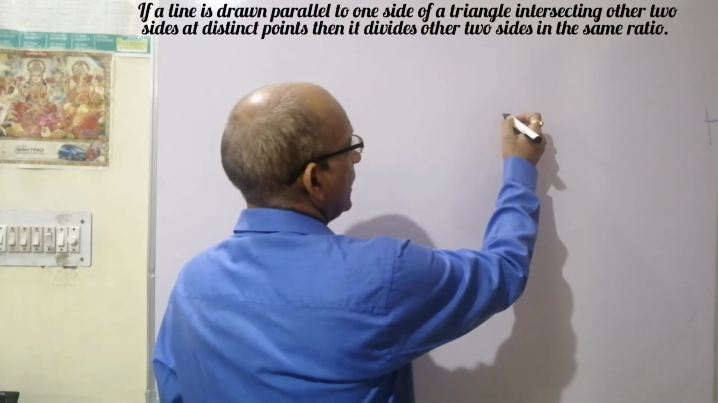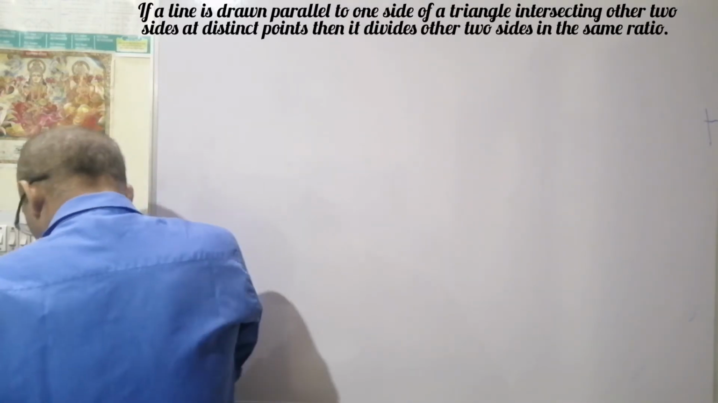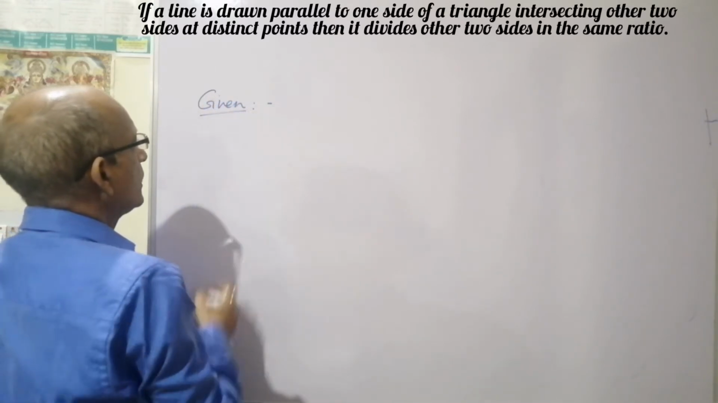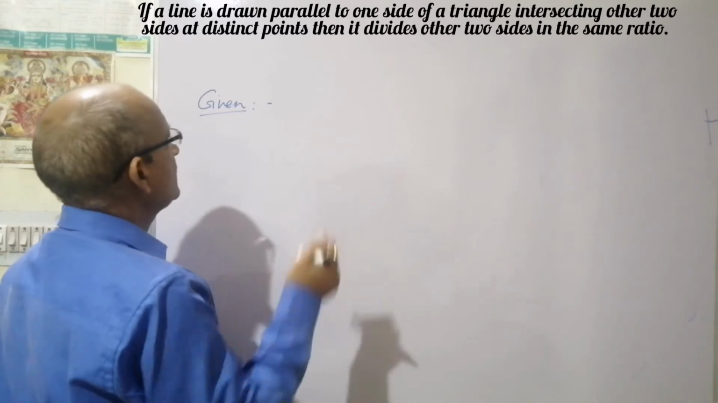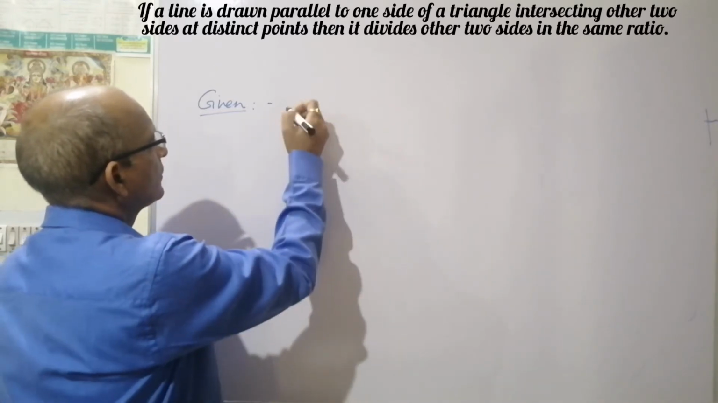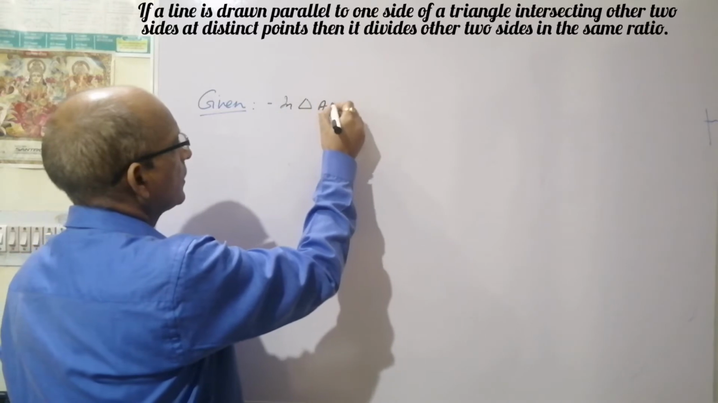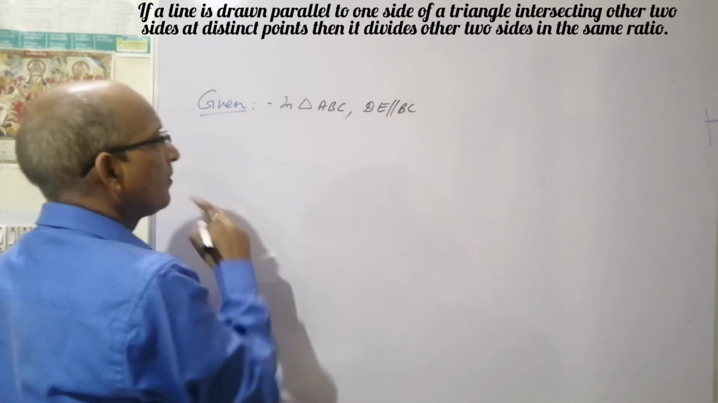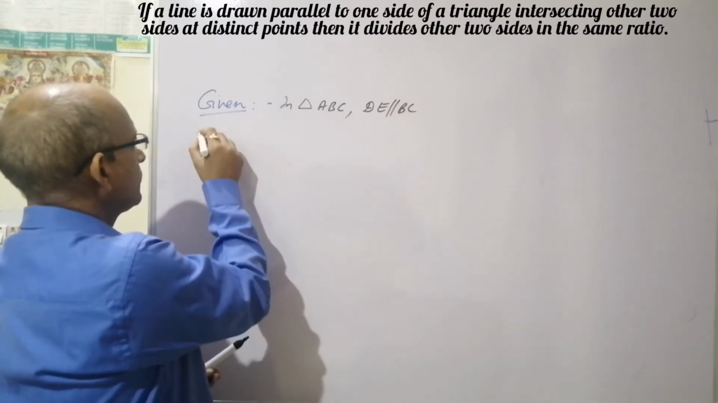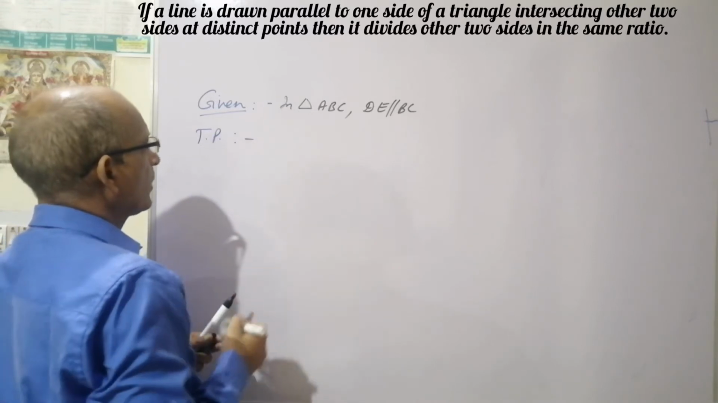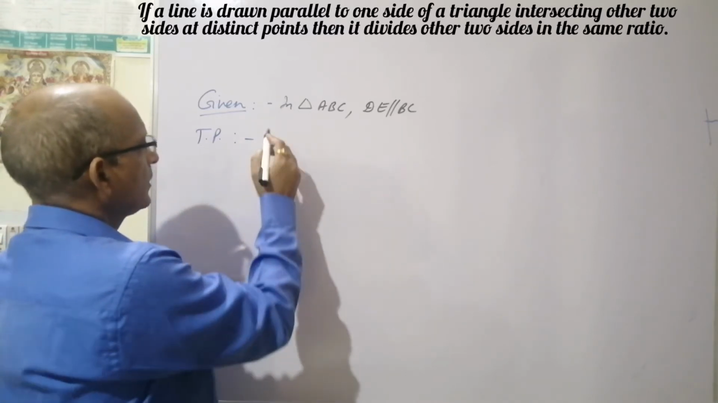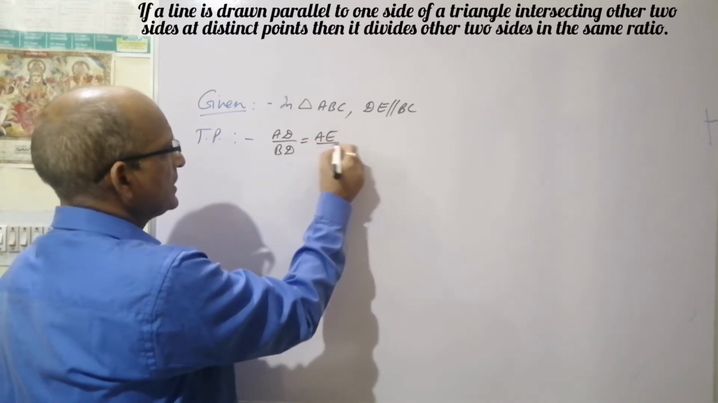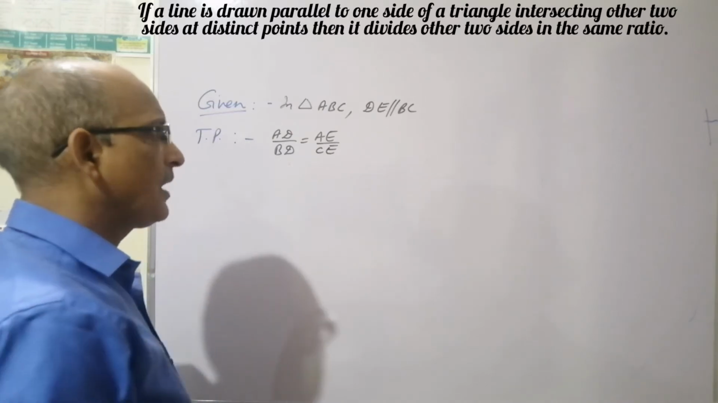Let's see. Given: in a triangle ABC, DE parallel to BC. To prove: AD upon BD is equal to AE upon CE. This is the requirement over here.